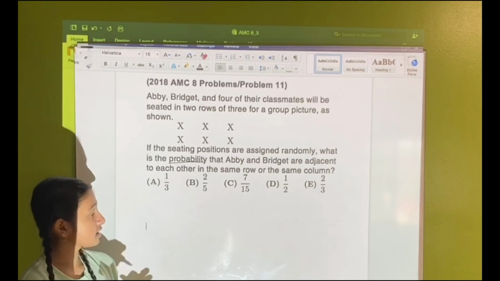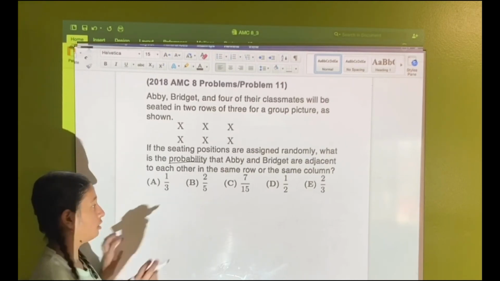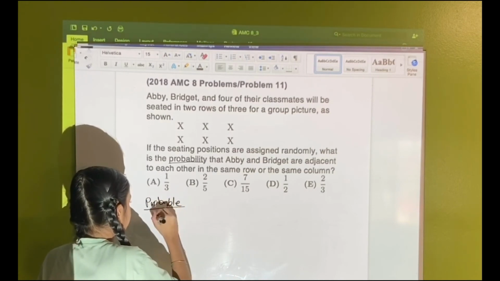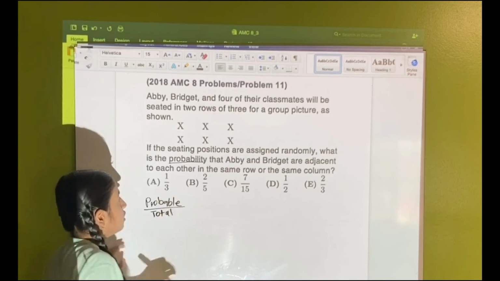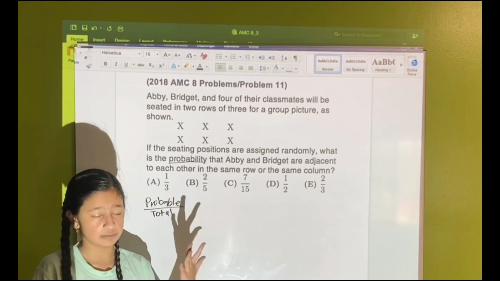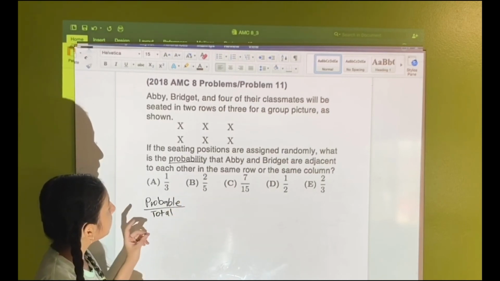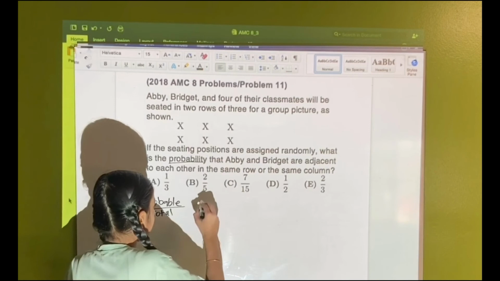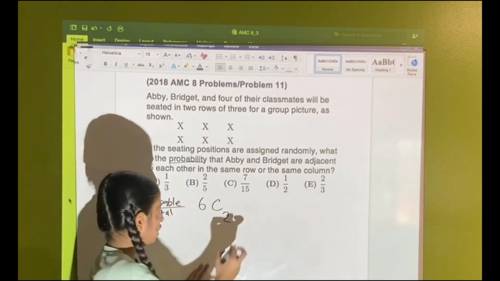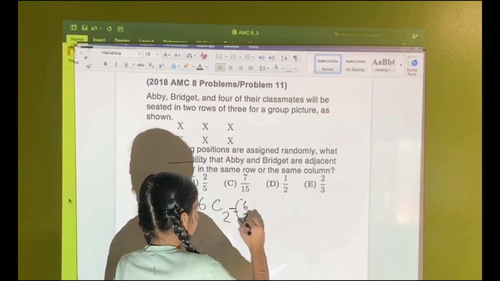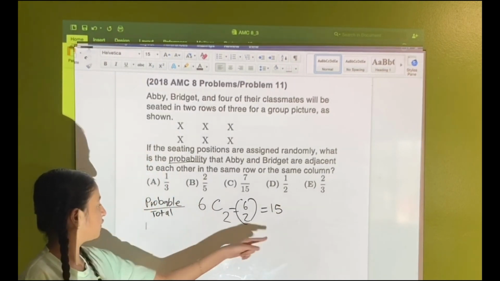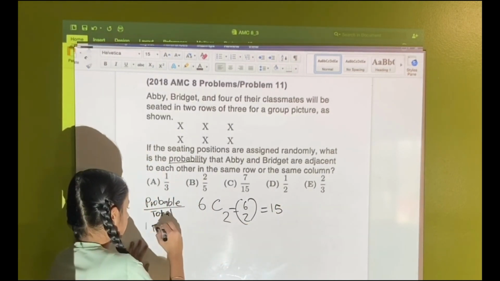So first, for probability, it's always probable over total. So first we're going to find out the total. So for the total, if we just take Abby and Bridget as one in this problem, it's going to be easier. So here we have 6 total, and we're choosing 2 to be together. 6 choose 2 is equal to 15. So 15 is our total.